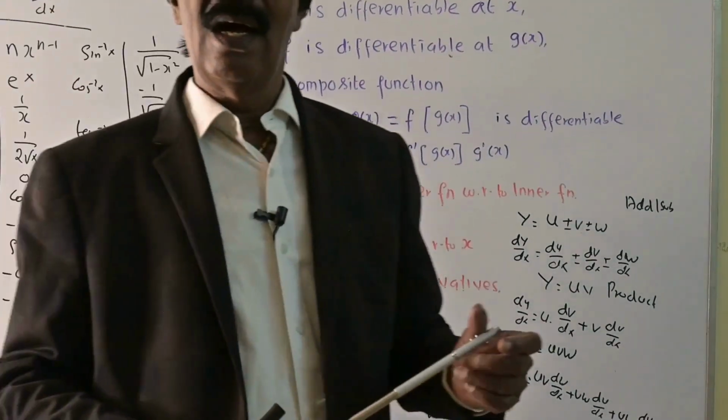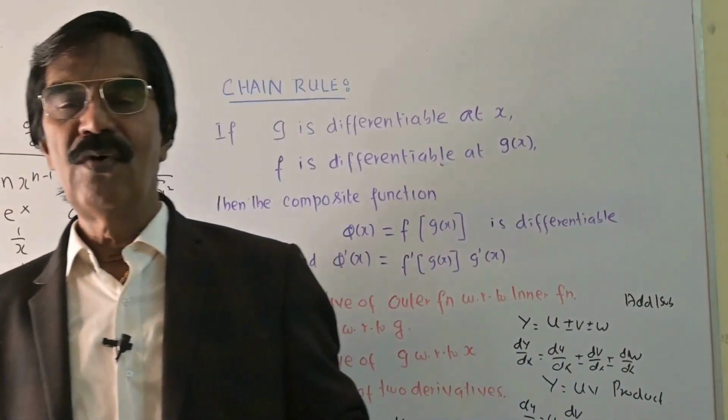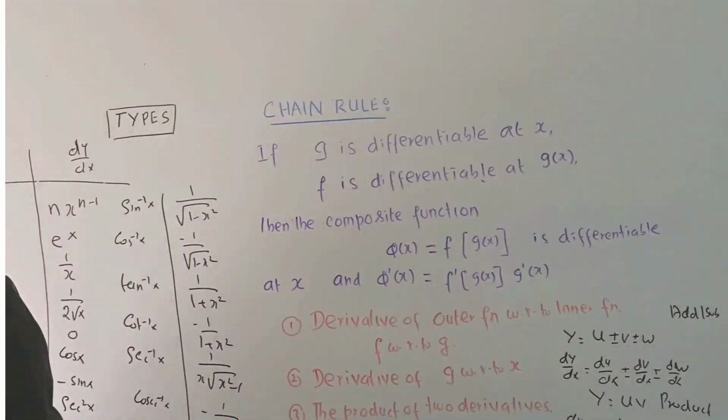Let us see all possible examples of how to differentiate various functions. Now you understood all the formulae and various formats, and I just explained the formats for y is equal to uv, uvw, u by v, u plus v plus w. Next I told about the chain rule. Now let us see the simple things first.